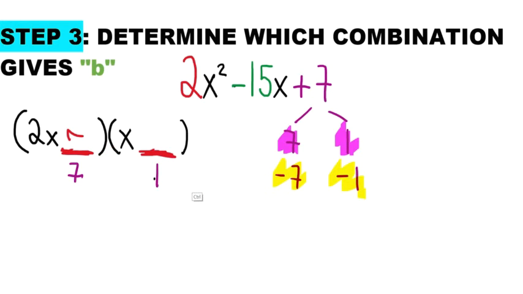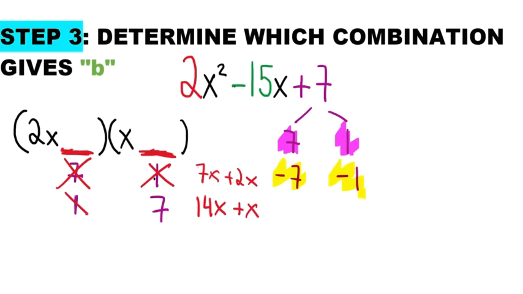So we're going to have to try another option. Let's switch the numbers and have 1 here and 7 here now. Now we have 2x times 7, that's going to give us 14x, and 1 times x gives us plus x. That's not quite what we're looking for still, so we can cross these two options off. 1 and 7, that won't work.